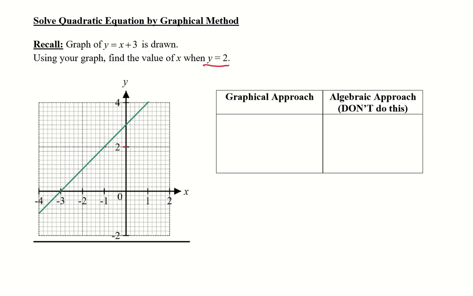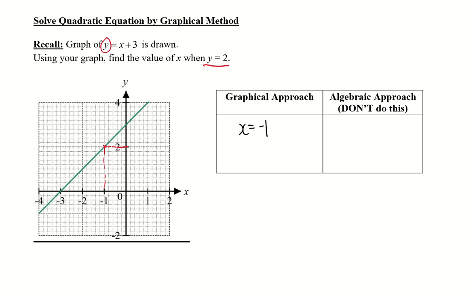I know when y equals 2, my y coordinate is 2. I read off from the vertical y-axis where y is 2. I draw a dotted line and touch the straight line here. I read off the respective x coordinate, which I get x is -1.